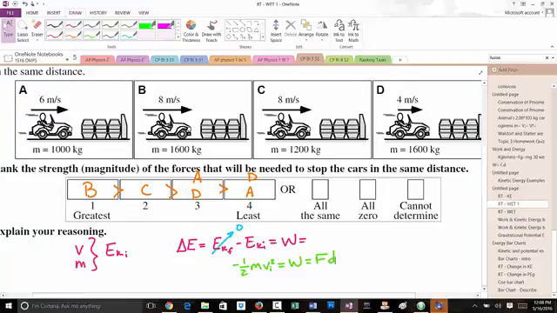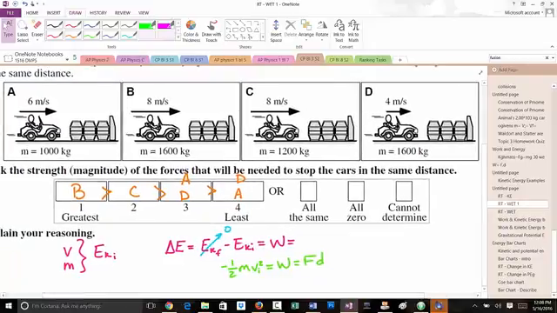Well, kind of how we did it. We just plugged it into the kinetic energy formula. So if we take A for example, we have half of 1,000 times 6 squared, and then if you simplified it, it's the half of 1,000, which is 500, and then 6 squared would be 36. And then if you do 36 times 500, you get 18,000.